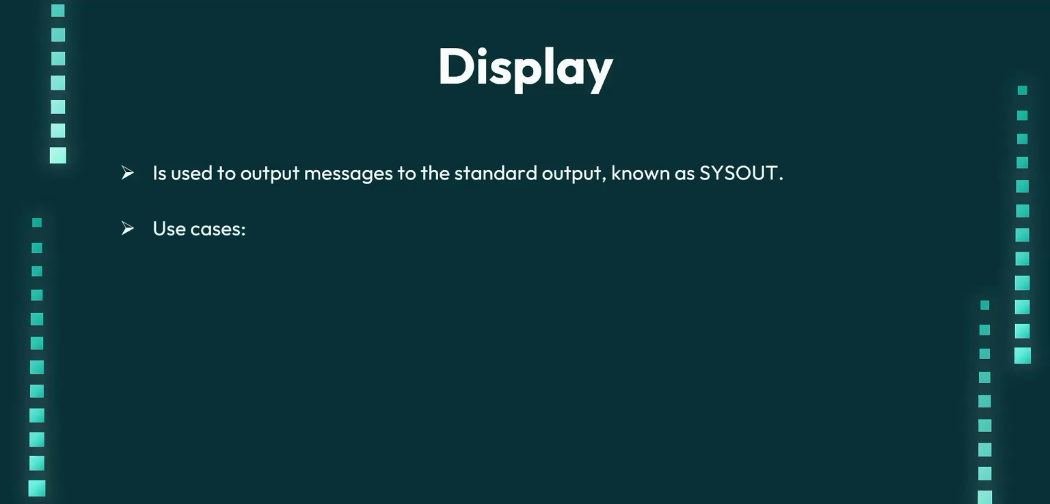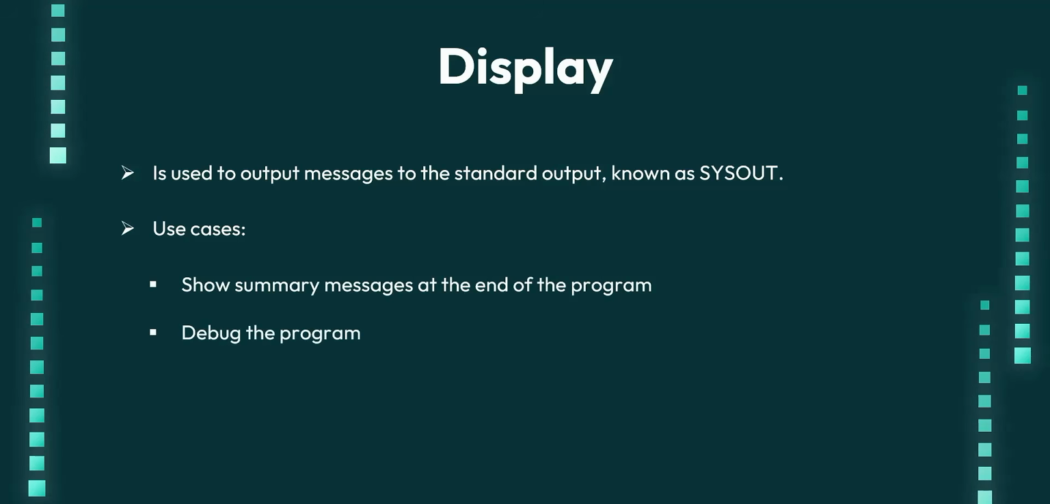This command is often used to show summary messages at the end of a program, or to debug the program. In long programs, it's common to insert display statements to help understand how the program executed, or to analyze how a variable was assigned a value at a certain point.